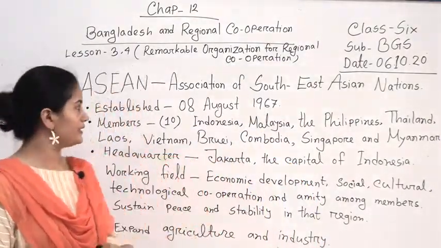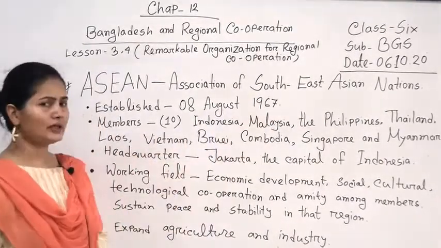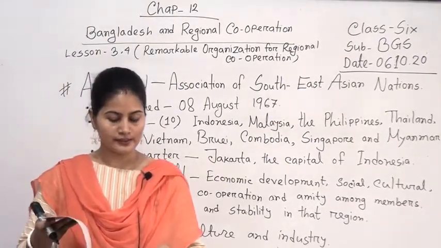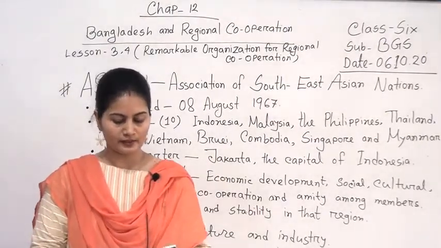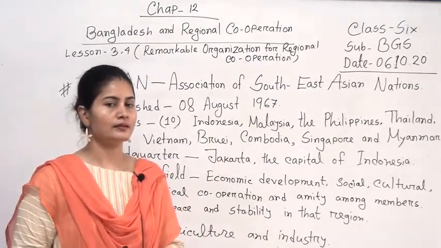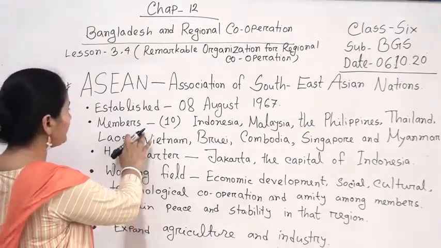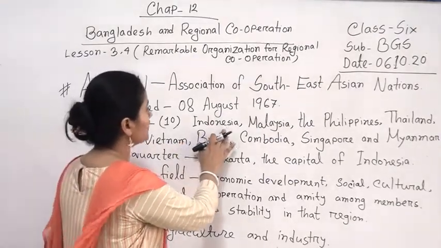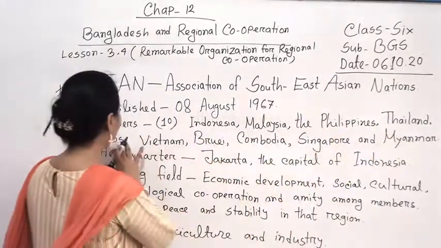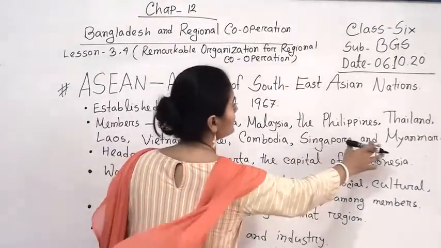ASEAN was established on 8 August 1967. There are 10 members in ASEAN. In your book, there is a problem. It says the members are 8, but originally the members are 10, so you have to correct it. The 10 members are Indonesia, Malaysia, the Philippines, Thailand, Laos, Vietnam, Brunei, Cambodia, Singapore and Myanmar.